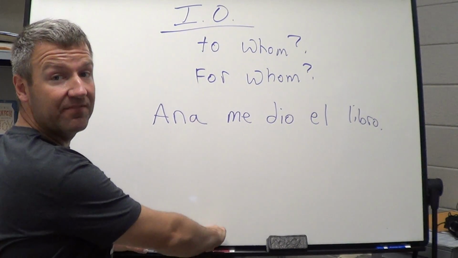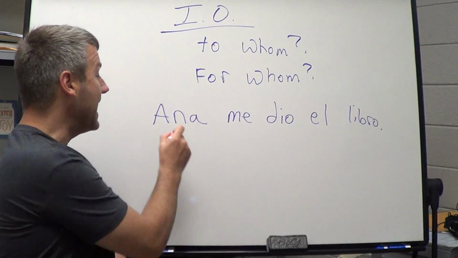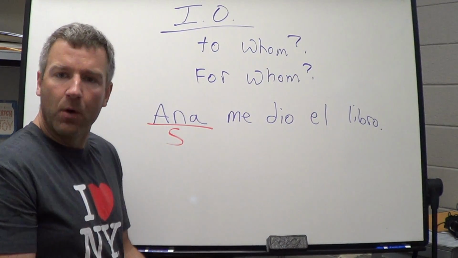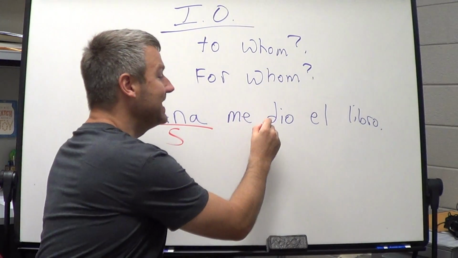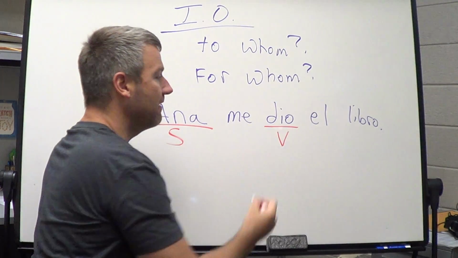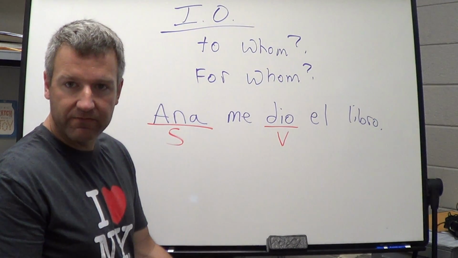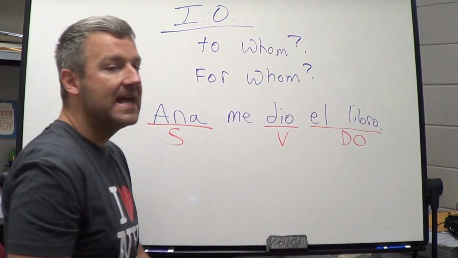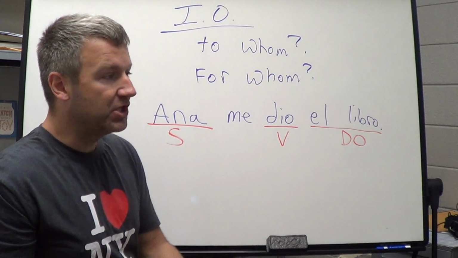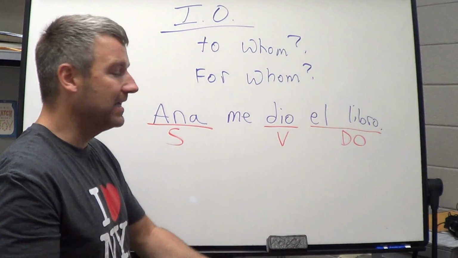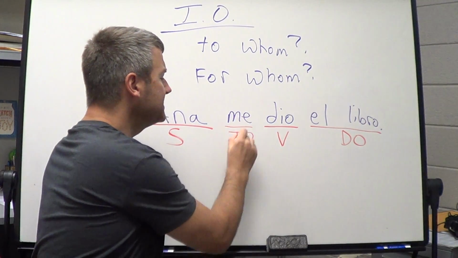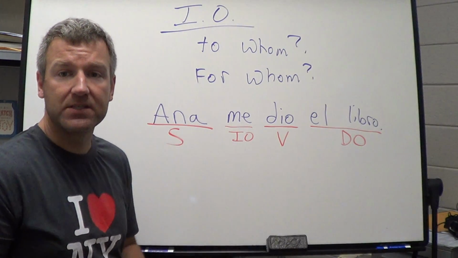So let's identify parts of speech right here. We've got Ana, she is the subject, she is the action doer. Now what did she do? She gave. So "gave" is our verb. What did she give? She gave the book. That's your direct object, okay? Now ask yourselves the question, to whom did Anna give the book? She gave it to me. So "me" is our indirect object.